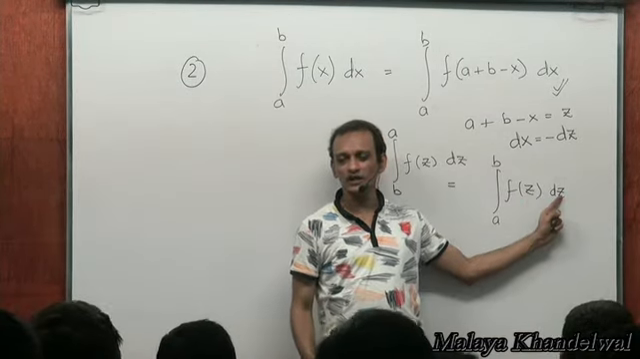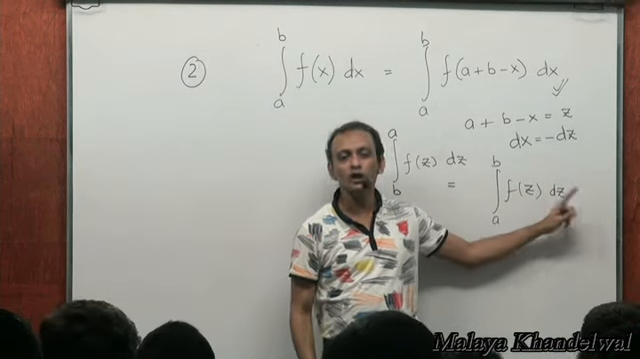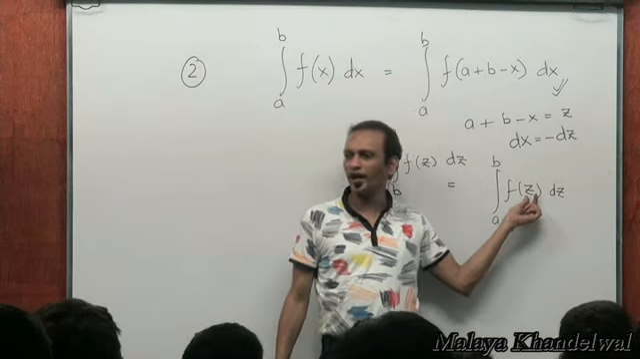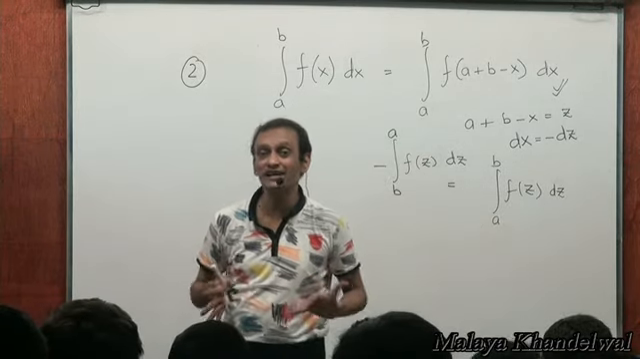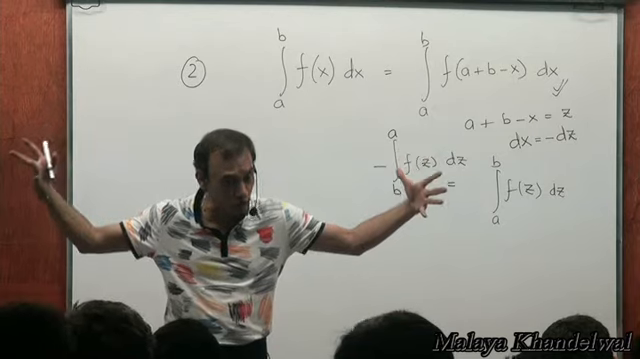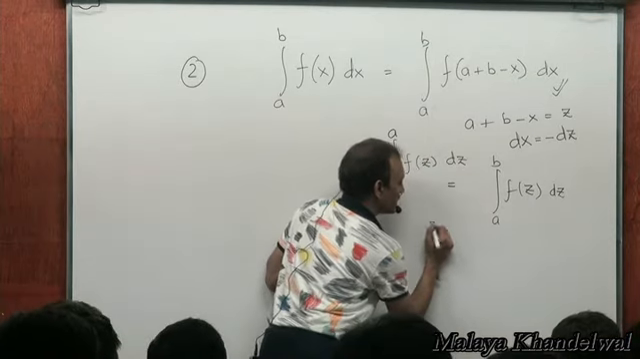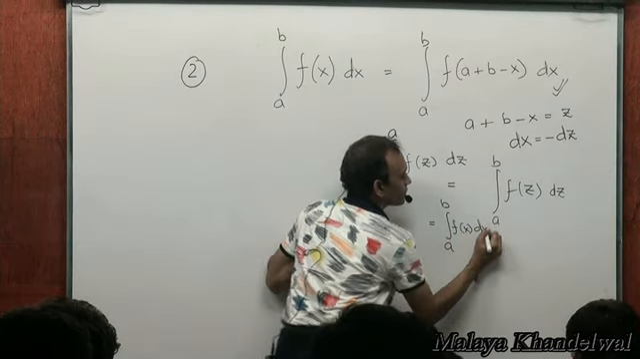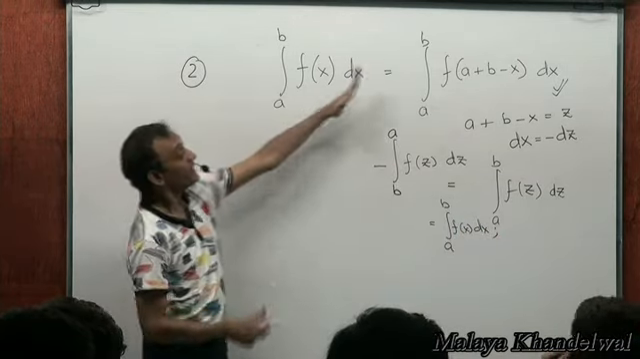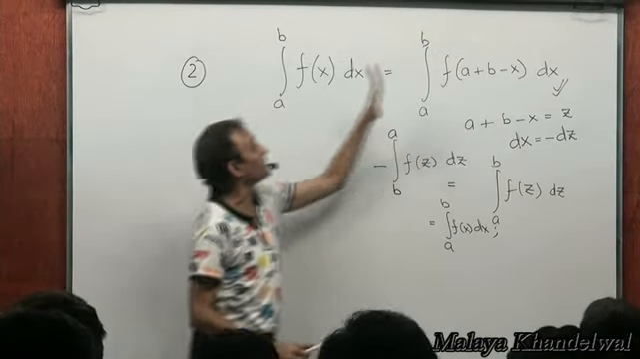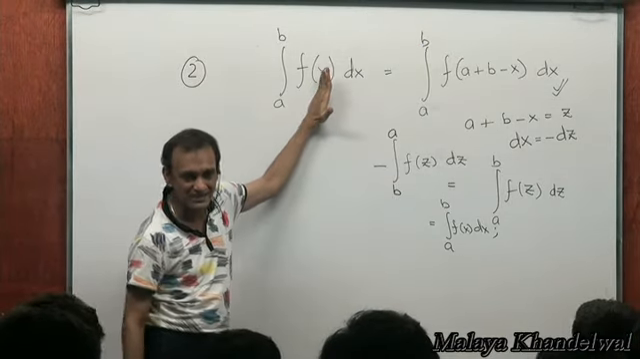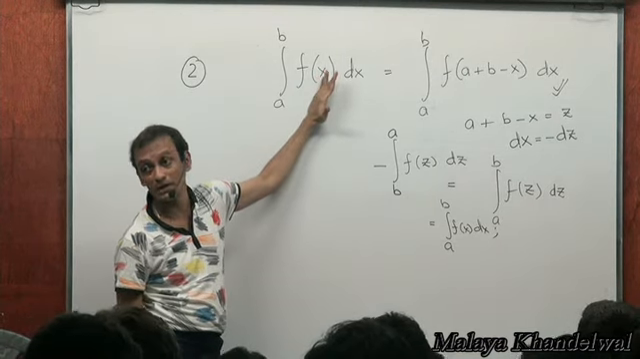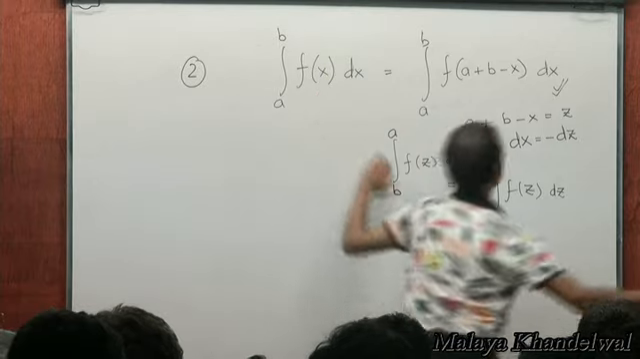Why z? Why not t? Why not x? It does not matter whether I have z here or x. So might as well have x so as to have uniform looks. So this then is the integral from a to b of f(x) dx. So the integral from a to b of f of a plus b minus x is the integral from a to b of f(x) dx. Very potent property, simple but potent, right?